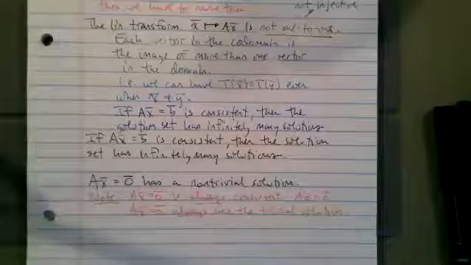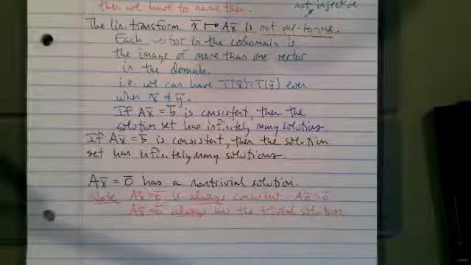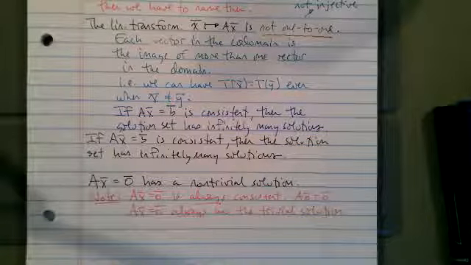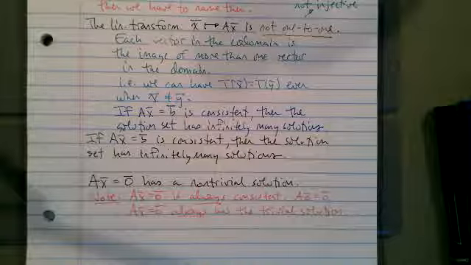Ax equals 0 is never inconsistent because there's always at least the trivial solution. The columns of A are linearly independent if Ax equals 0 has only the trivial solution. That's why it's very risky to talk about the trivial solution or non-trivial solutions.